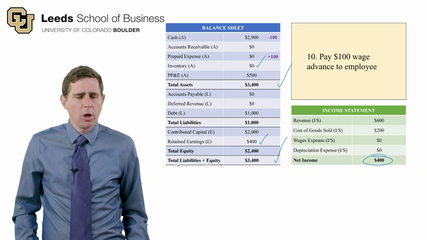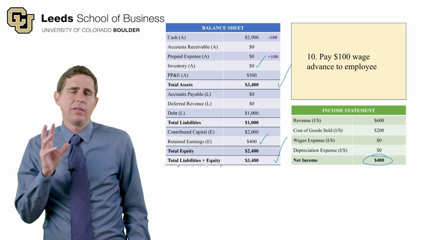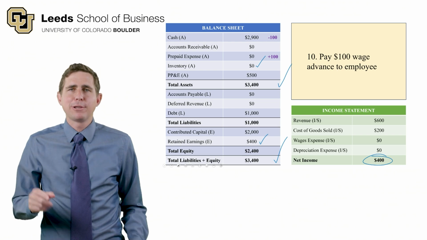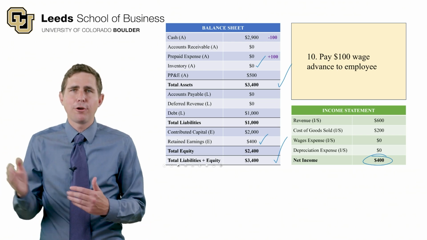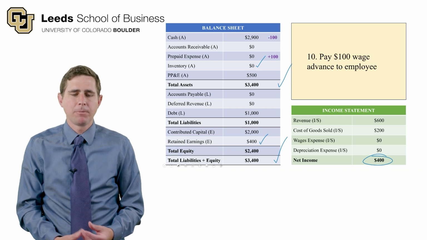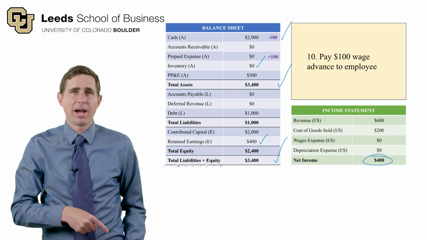What goes up? Well, it's prepaid expenses. Now I am prepaying the labor of my employee. My employee is going to work for me in the future and earn that $100, but for now I'm just paying it as an advance. So I'm taking it out of my cash balance, but it's still an asset of mine.